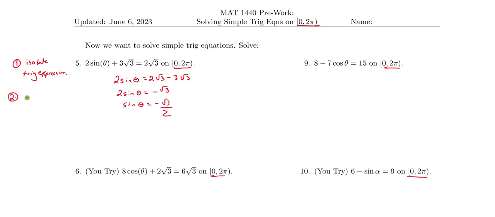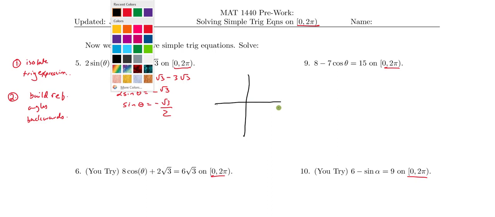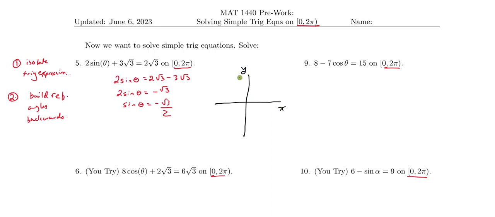The next thing we're going to do is build the reference angles backwards. What do I mean by that? What we're going to do is draw our xy coordinate system here, and we want the sine value to be minus the square root of 3 over 2. Well, remember that the sine value corresponds with the y-axis. So let me label my axes here. Here's the x-axis. Here's the y-axis on that unit circle. And so we want the sine value to be minus the square root of 3 over 2. So let me put a little unit circle up here.